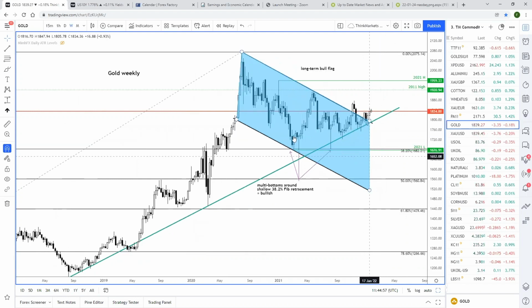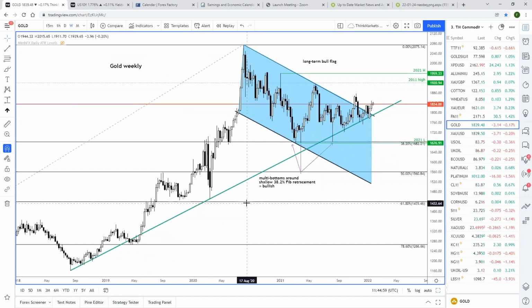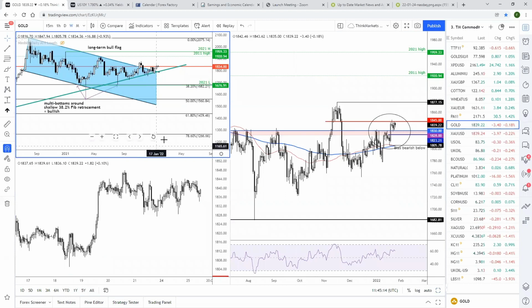So certainly it's been a slow grind higher, but having the right conditions could greatly accelerate it. So gold is looking decent.